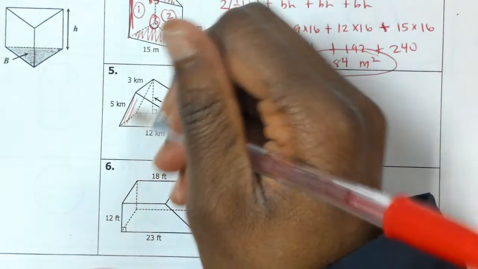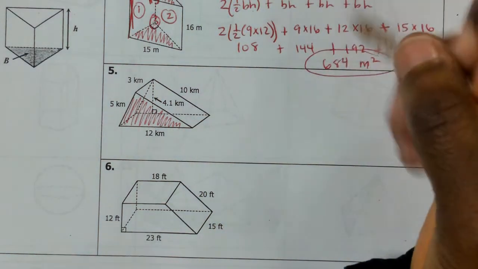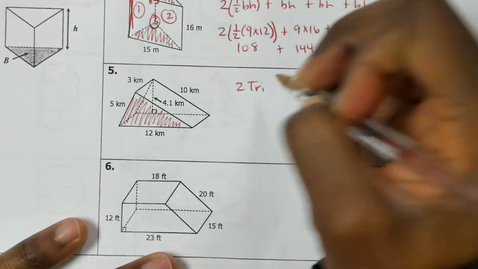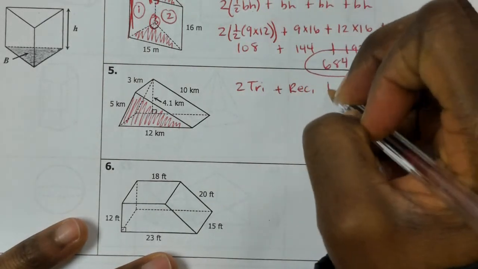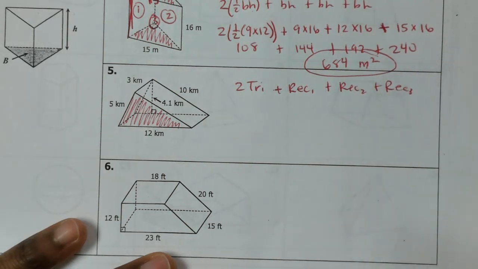Okay, 5 is going to be similar to 6 because it's a triangular base, so it's still going to have 5 areas added together, 2 triangles, plus the 3 different rectangles. So I'll let you solve that one.